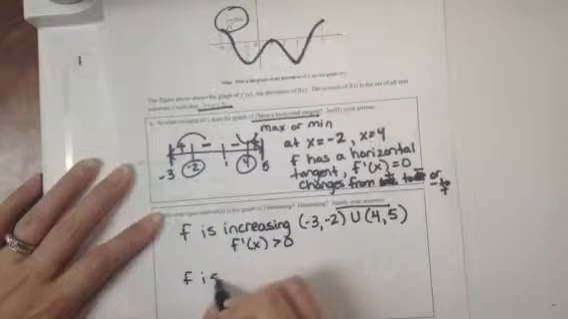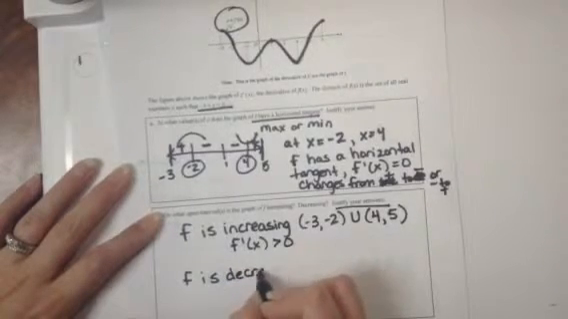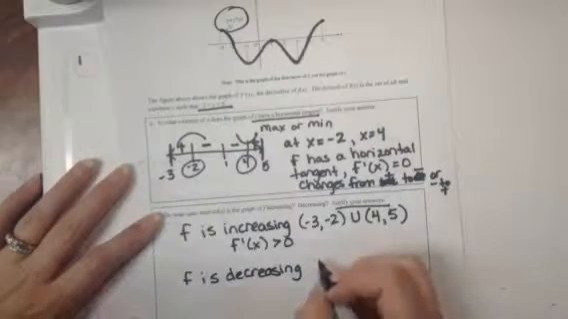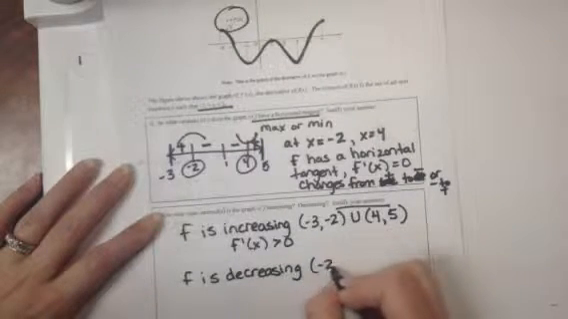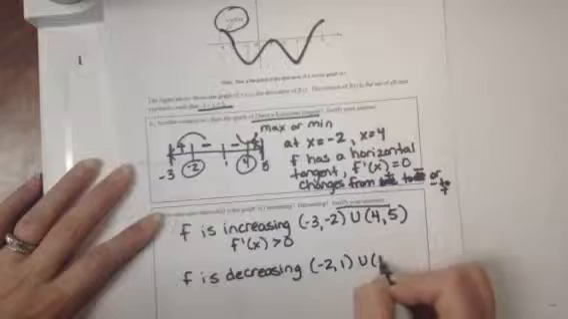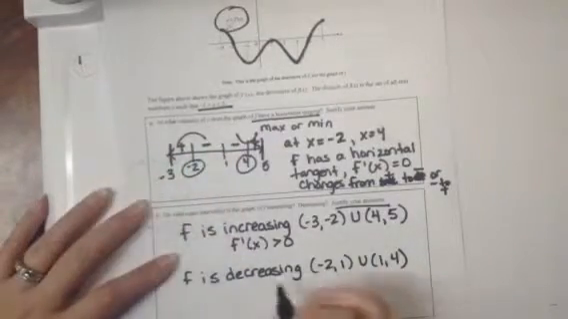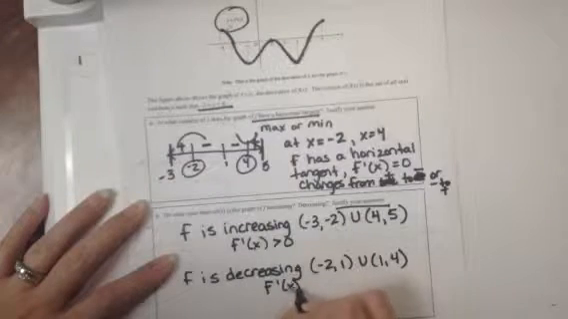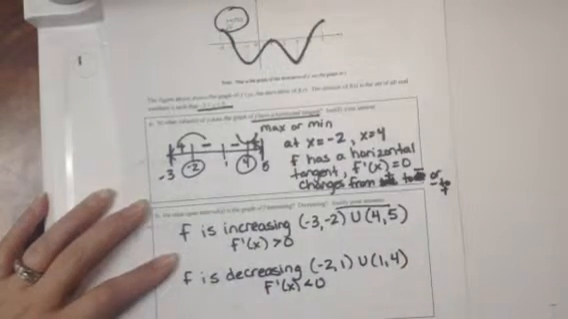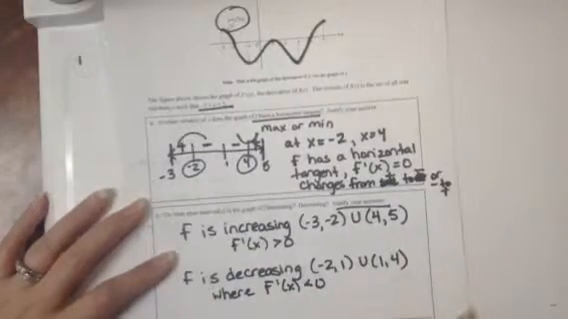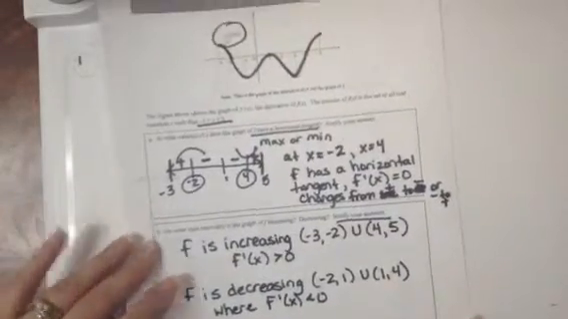So f is decreasing. It's going to decrease on the interval from -2 to 1, union 1 to 4. That's what my sign diagram says. That's where the first derivative is negative. I'll put the word where. Alright, let's move on to the last two parts of this.